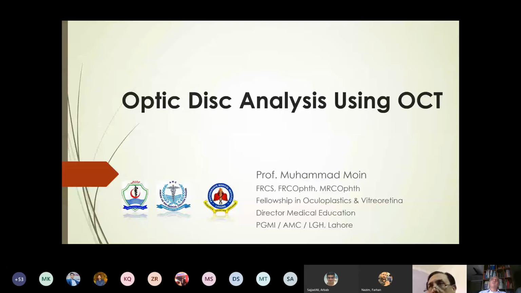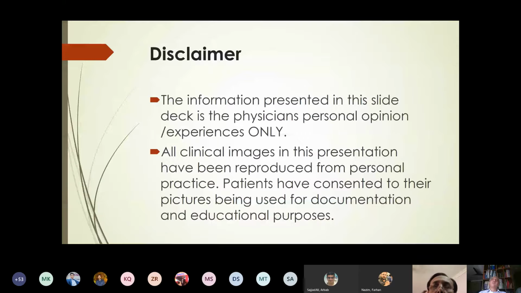What I'm going to show is optic disc analysis using OCT. The disclaimer is that the images have been taken from my book, the Clinical Atlas of Optical Coherence Tomography, published by Paramount Publishers.